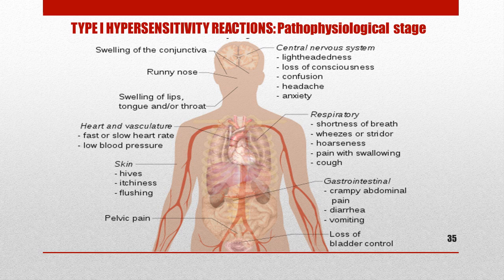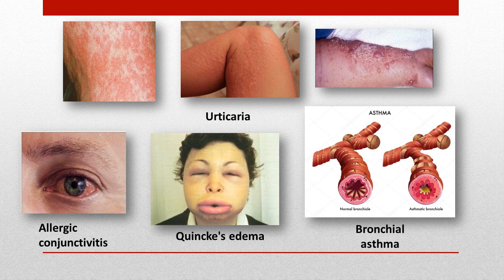There are two forms of anaphylaxis: systemic anaphylaxis, which is characterized by dramatic drop in systemic blood pressure during an anaphylactic reaction, which is called anaphylactic shock. And second is local anaphylaxis or atopy. Here you see examples of diseases based on the first type of hypersensitivity. These are urticaria, above pictures, then allergic conjunctivitis, Quincke's edema, and bronchial asthma.